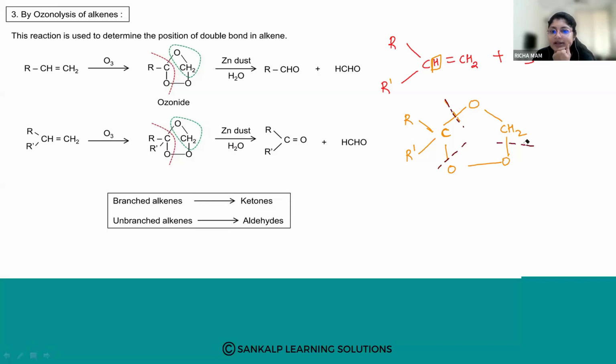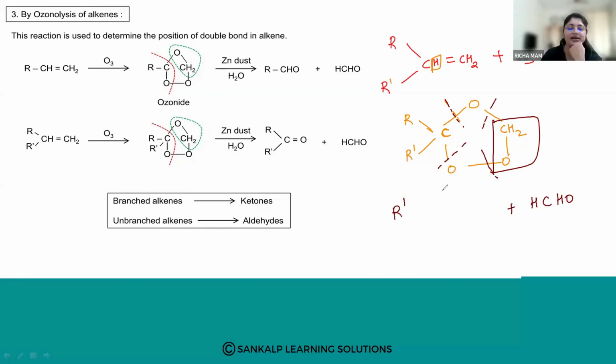Or you can remember it like this: here one and here one. So what will you get? This particular part is HCHO, right? And here what I'm going to get is R dash, R dash C double bond O. So we are going to get a ketone.